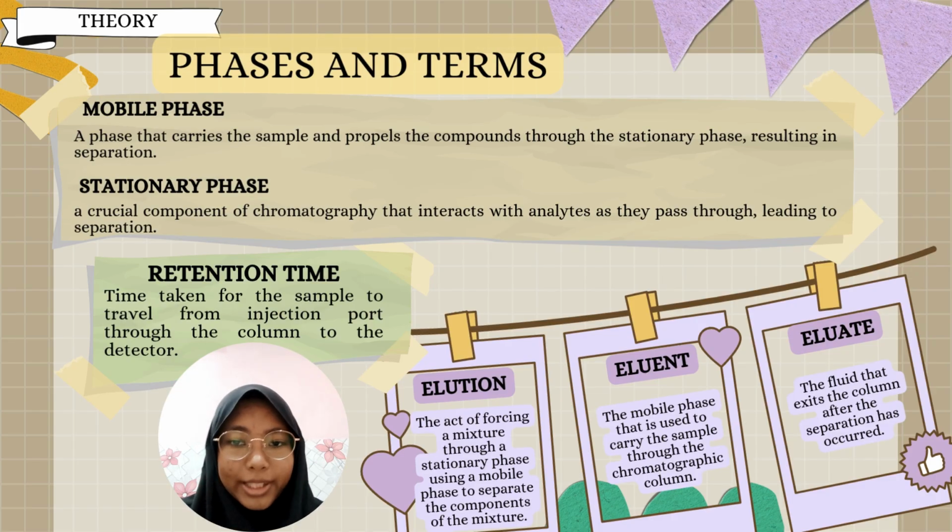Next here would be eluent. It is the mobile phase that is used to carry the sample through the chromatographic column. In paper chromatography, it will be the solvent. And then lastly, the eluate. It is the fluid that exits the column after the separation has occurred. The fluid contains the analytes, which are the components of the sample being separated, along with the eluent.